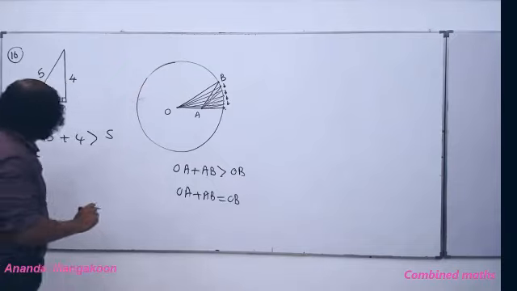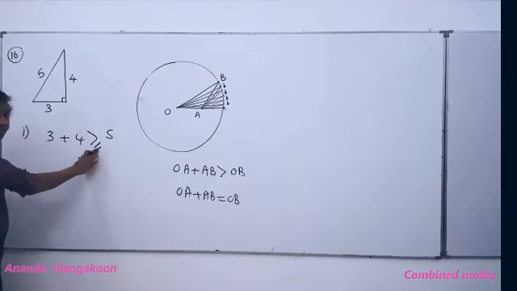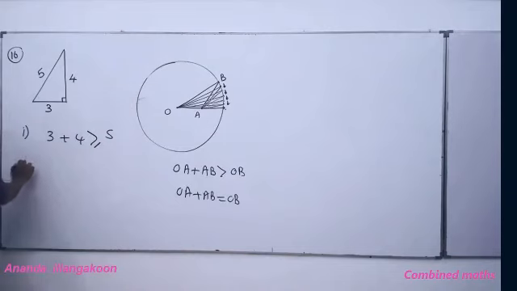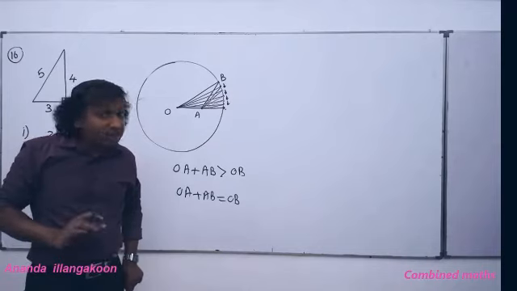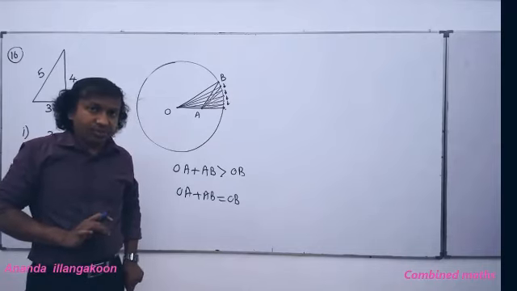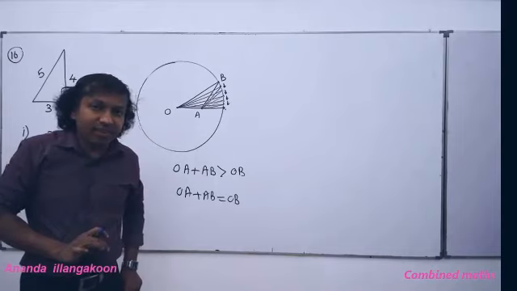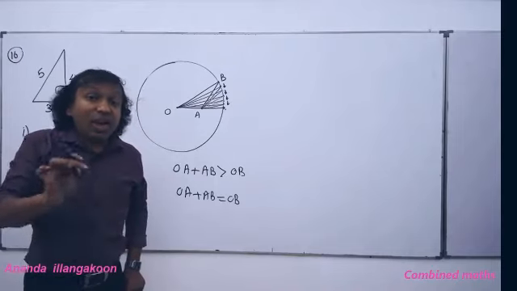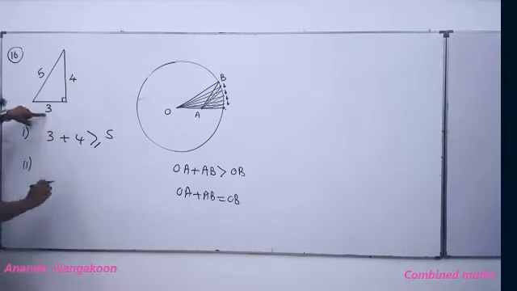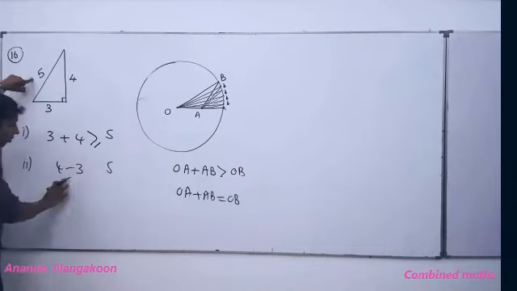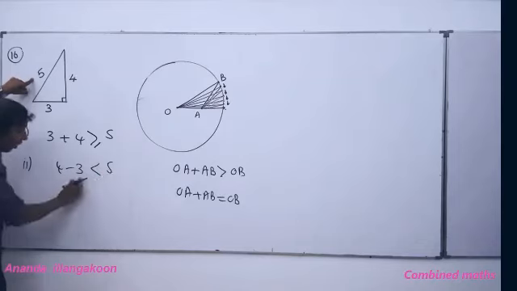And the other thing is number 2: in this case the equal sign is not valid, only the greater than sign is valid. Second one, the difference of any two sides of a triangle is smaller than or equal to its third side. See here, in this triangle, I take 4 minus 3, the difference of two sides. The next one is 5. What can I say about this difference? It is smaller than 5, no? 4 minus 3 is 1, no?